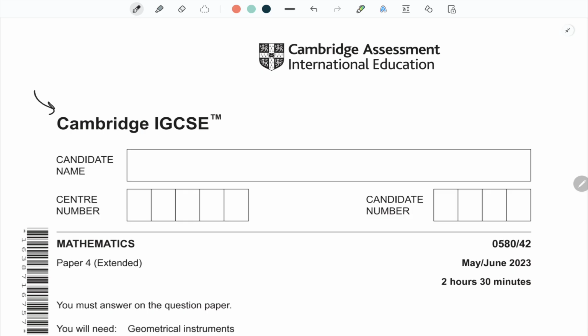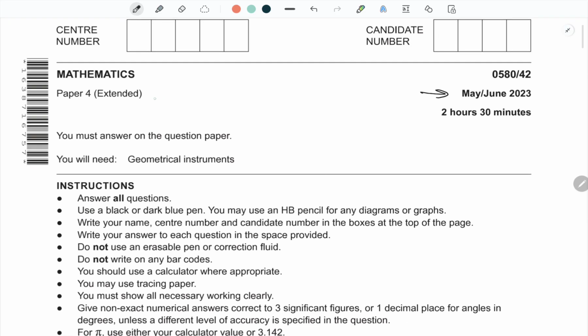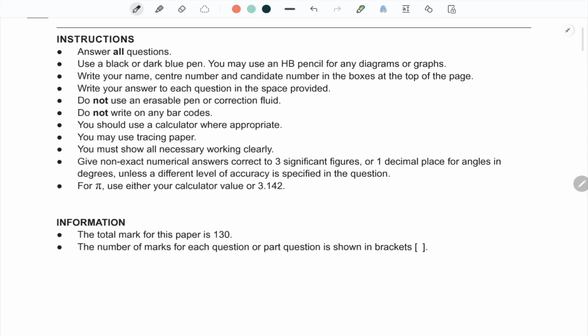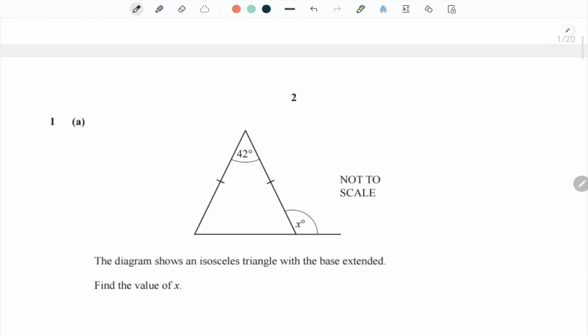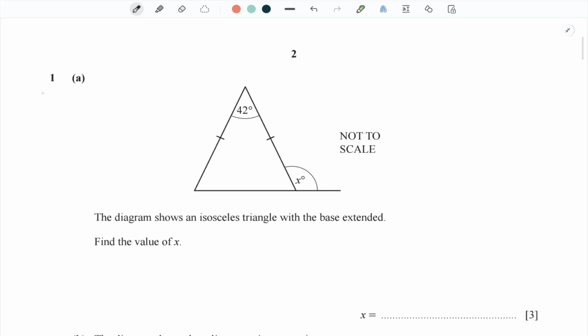Today we are solving the Cambridge IGCSE Past Paper 2023 May June. This is the extended paper. First we see question number 1. In question number 1 we have one figure, and the diagram shows an isosceles triangle with the base extended. Find the value of x.